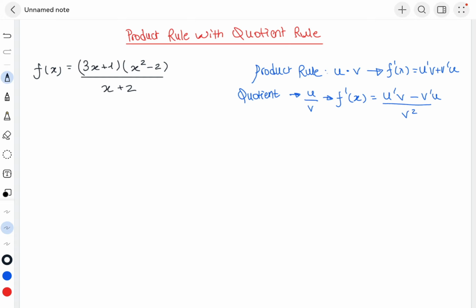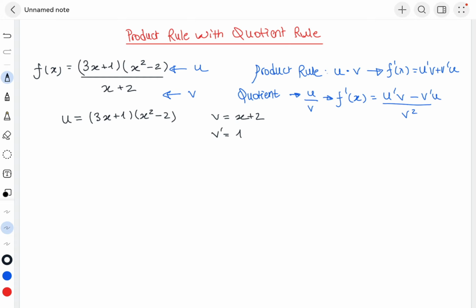Now, to solve this question, we need to take u to be the numerator and v to be the denominator. We'll start by doing that. u is (3x plus 1)(x squared minus 2), and v is x plus 2. Now let's do the derivative of v since it's easy. v prime will be 1 since derivative of x is 1.